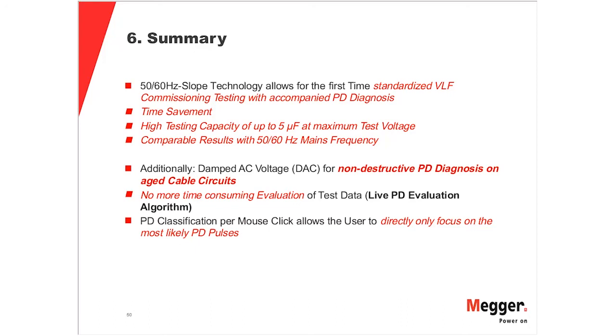The summary of this presentation is that the 60 Hz slope technology allows for the first time a standardized VLF measurement which can be accompanied by PD. A VLF test is a pass-fail test, while PD will show you all the color codes in between black and white, meaning a pass and fail. Since you can do two tests at one time, it is of course saving your time and therefore saving your money.